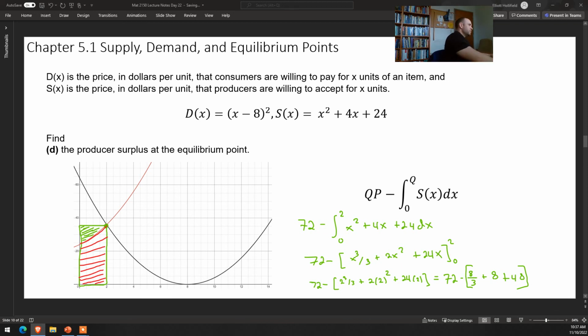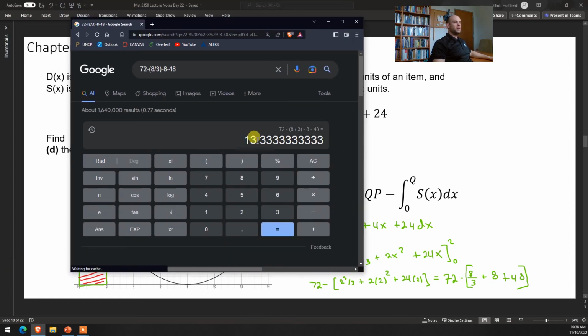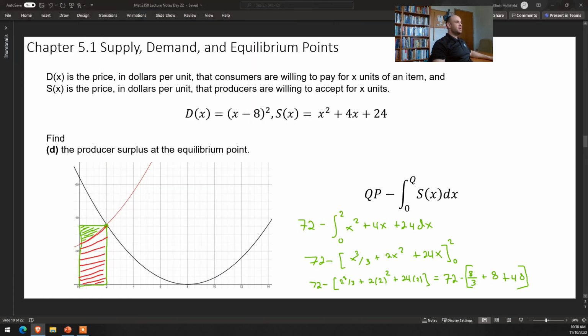Let's see, calculator error. Let's try that again. 72 minus 8 over 3 minus 8 and minus 48. There we go. I got 13.33, which we will round off just by chopping off to 13.33.